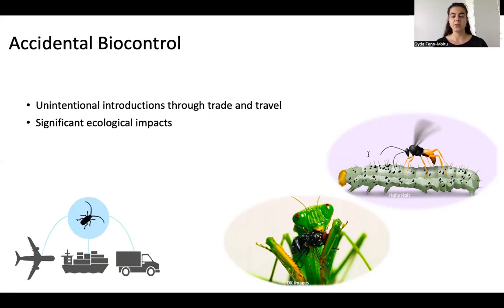At the same time, there's a huge diversity of insects being transported around the world through human trade and travel. These accidental introductions, including predators and parasitoids, have huge potential to cause ecological impacts. Also, these unintentional introductions may be selecting for generalist species that are more likely to enter human-mediated introduction pathways, rather than the specialists we would choose to introduce.